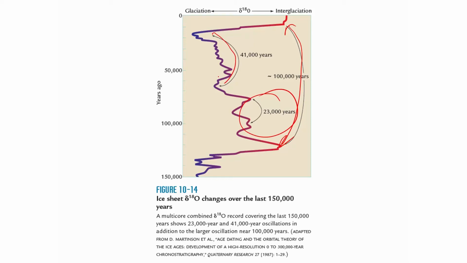Which means the glacier is not just growing, but it's growing in spurts, where you can see the growth and then some melting, growth and melting. This happened on a 23,000 year cycle. There was growth again and then melting, and then growth, on a 41,000 year time scale.